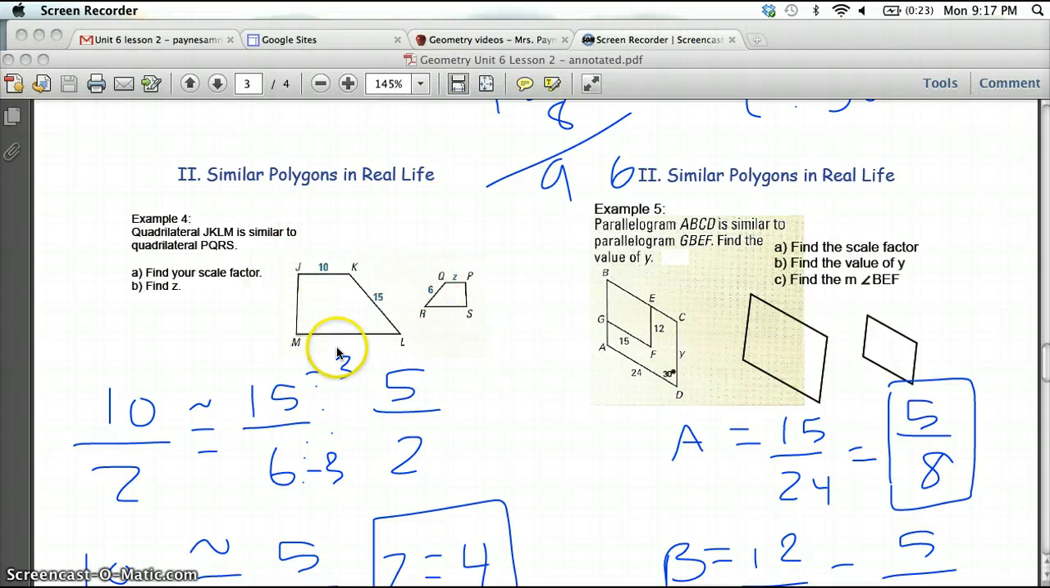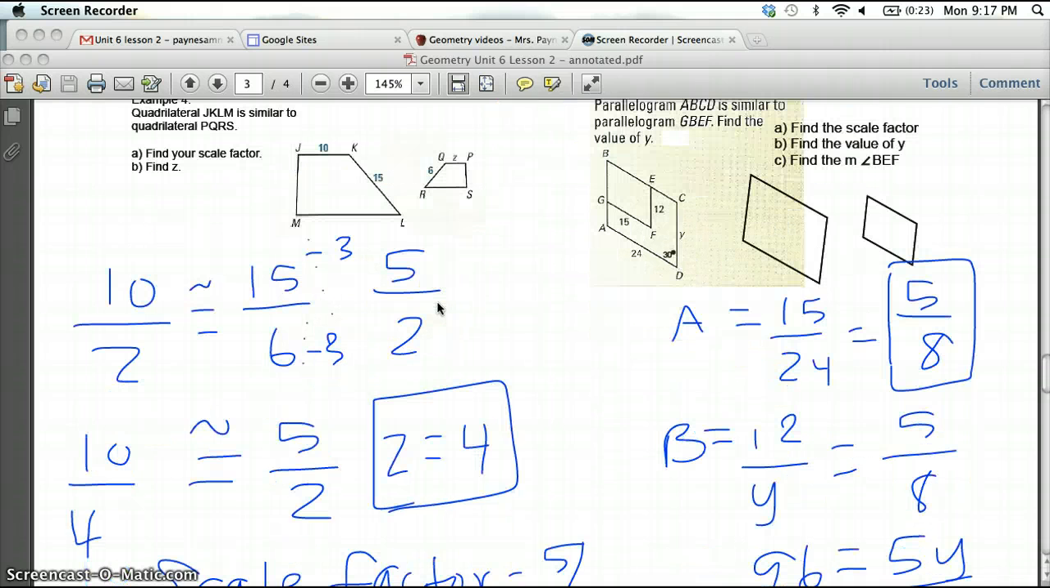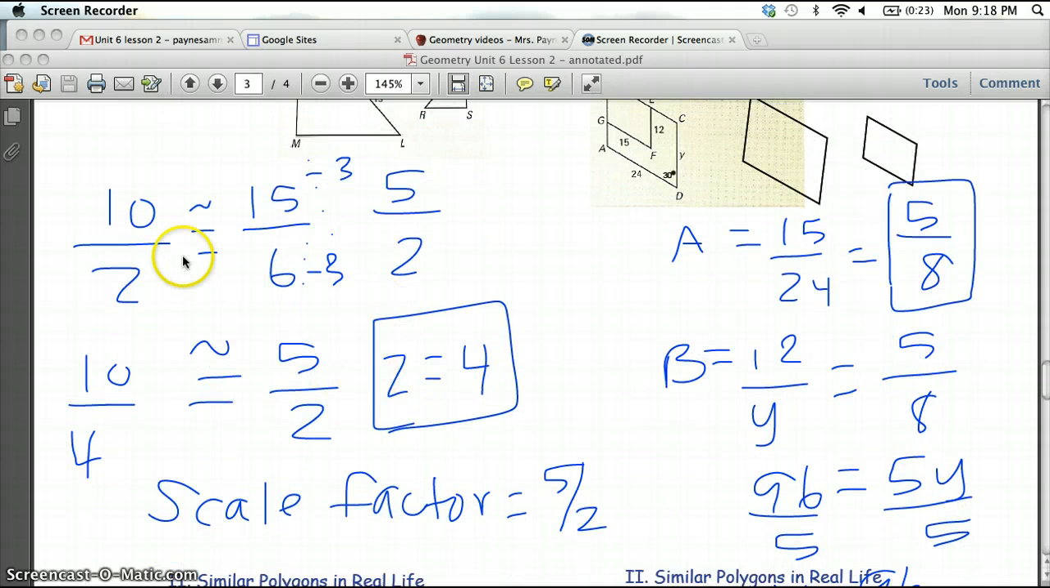Let's go down here to these polygons. It says quadrilateral JKLM is similar to quadrilateral PQRS. Now it tells us that they're similar, but we want to find the scale factor. So what we're going to do is write the proportion. JK divided by QP, so 10 over Z, and then we've got 15 over 6. Now we're going to find our scale factor.